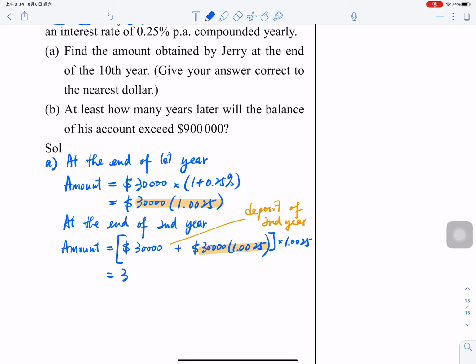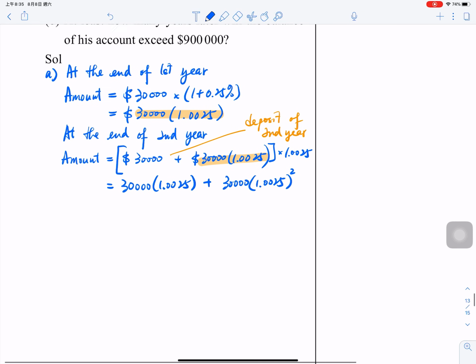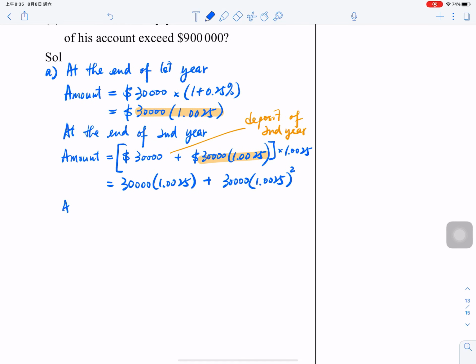So you get this one. Oh, sorry, one more zero. This one times 1.0025, and then plus this one, 1.0025 to the power 2. This is the end of the second year. You get this amount. Okay, maybe I write one more.